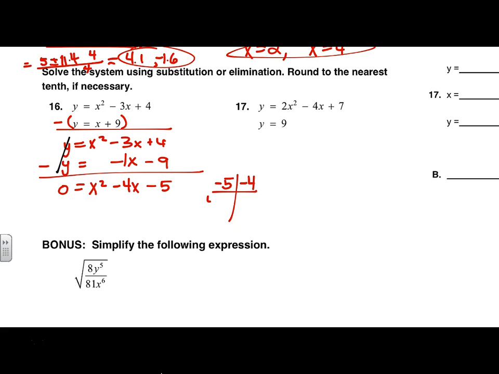Not 4 and 1, 5 and 1, right? In order to make it work, negative 5 plus 1 makes negative 4. So I'm going to make this x minus 5 and then x plus 1. And then how do I finish? Good, set each equal to 0, x equals positive 5 and negative 1.